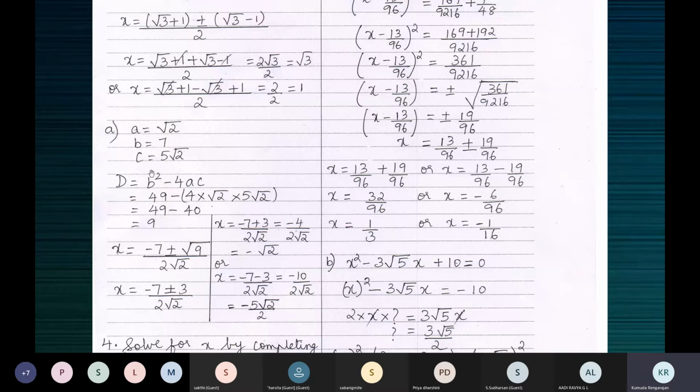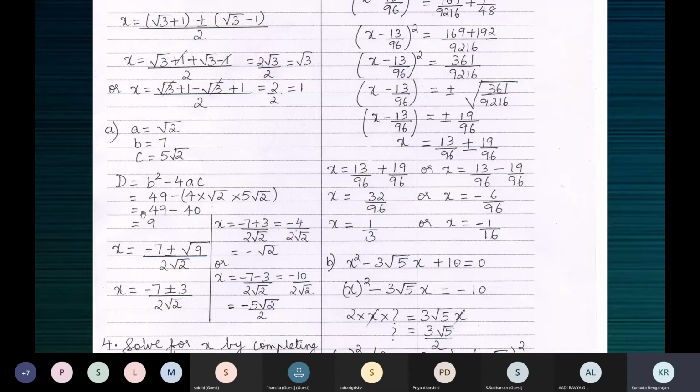So to use the quadratic formula to solve the quadratic equation, we need to first write out the values of a, b, and c: the coefficient of x squared, the coefficient of x, and the constant. After this, find the value of d, which is given by b square minus 4ac. So substitute the values of a, b, and c in b square minus 4ac and find the value of d. Next, the formula: x is equal to minus b, minus 7, plus or minus root d.